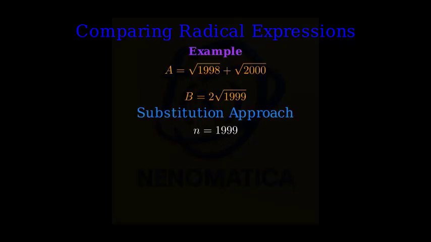Let's substitute n equals 1999 to make our calculations more manageable. So a becomes square root of n minus 1 plus square root of n plus 1, and b becomes 2 times square root of n. To compare these expressions, we'll square both sides.